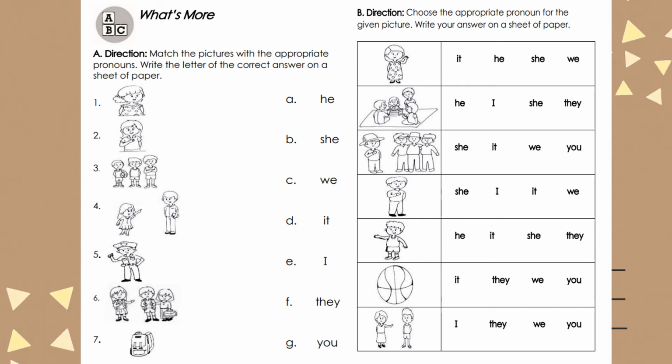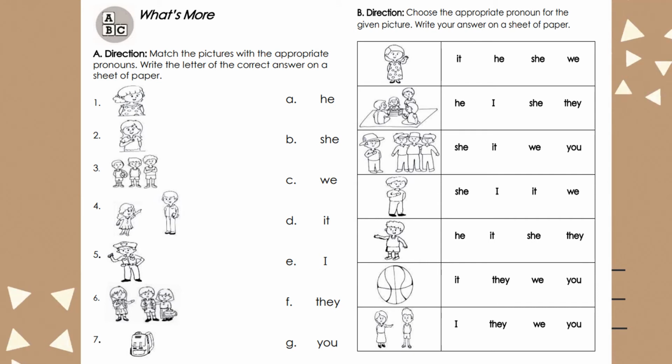For letter B, choose the appropriate pronoun for the given picture. Write your answer on a sheet of paper. For number 1, the choices are it, he, she, we. Number 2, the choices are he, I, she, they. Number 3, the choices are she, it, we, you. Number 4, the choices are she, I, it, we.